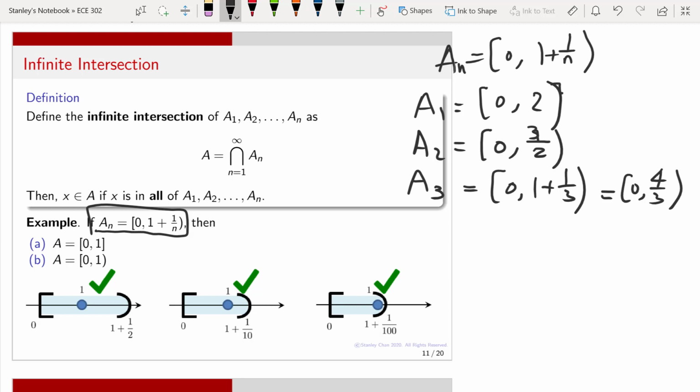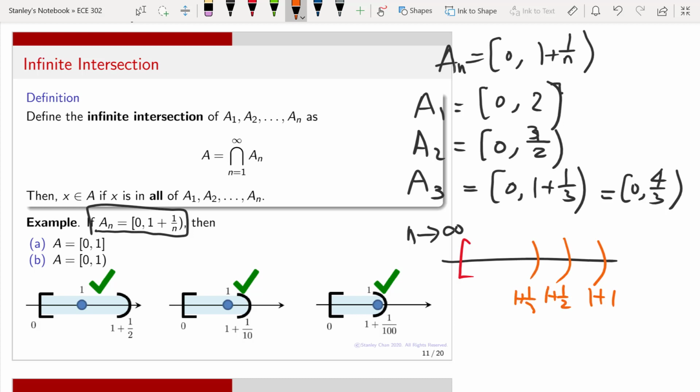So now we ask, as n goes to infinity, this set should look like the following, where you start with a 0, and then you start with 1 plus 1. Okay, and then now if n goes to 2, it'll be 1 plus 1 half, or 1 plus 1 third, and so on, right? So as n gets bigger and bigger, you are going towards the left hand side. So every time it is an open interval.